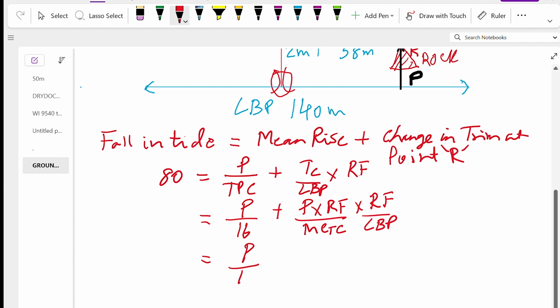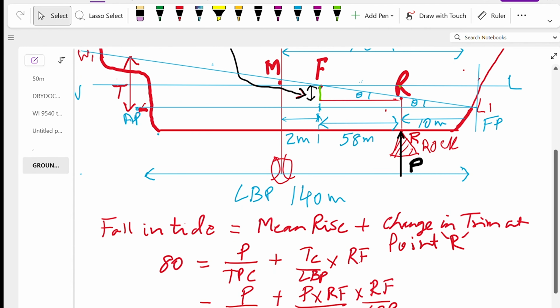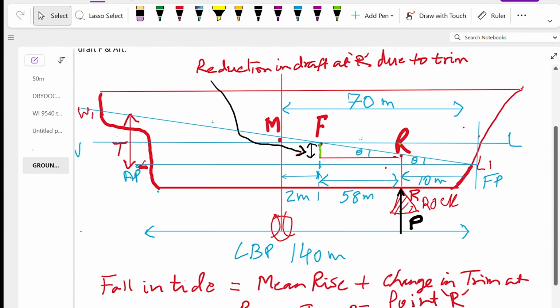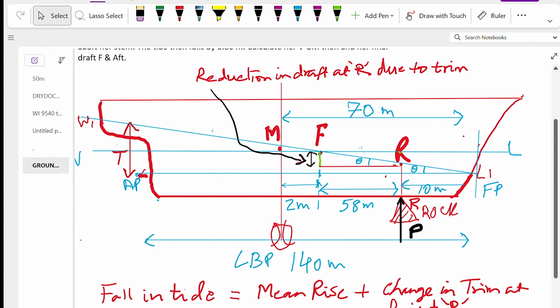P upon 16 plus P. Now RF, the grounding is 10 meters aft of the forward perpendicular. So this is 10 meters. I marked here 10 meters. And you can see the center of flotation is 2 meters forward of midship.